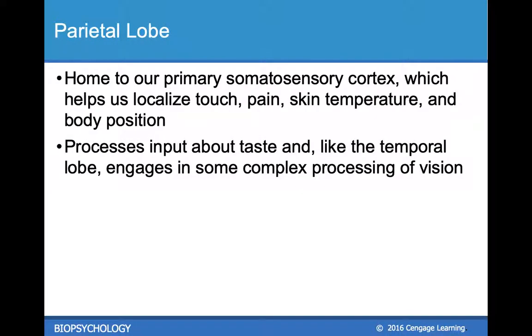The parietal lobe, again, is in the back of our head, kind of towards the top. That's home to our primary somatosensory cortex, which helps us localize touch, pain, skin temperature, and body position. It also helps us process input about taste. Also, like the temporal lobe, it engages some complex processes of vision. So it's a really important lobe of the brain, but I think it's under-recognized, and this is the one that students forget the most often, so it's a cue for your studying. Make sure you focus on the parietal lobe because that's the one that gets forgotten most often.